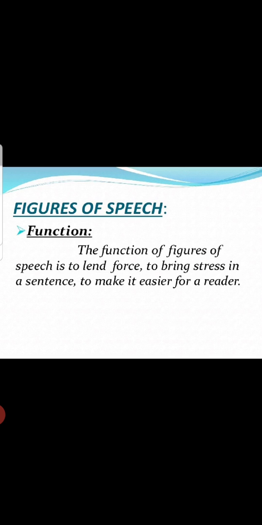The function of figures of speech is to lend force, to bring stress in a sentence, to make it easier for a reader. We always stress for the expression while reading. That stress, that expression, those thoughtful words are the figures of speech used. There are more than 250 figures of speech, but we learn some of them. Each word, whatever is written, has its own figure of speech. In that, we practice and we understand some important ones.